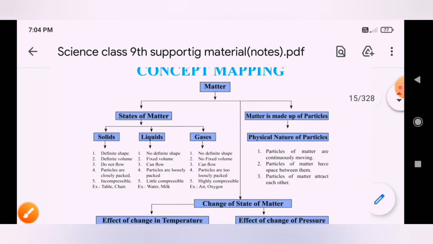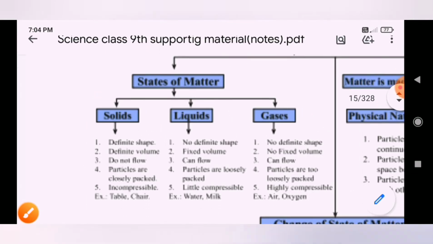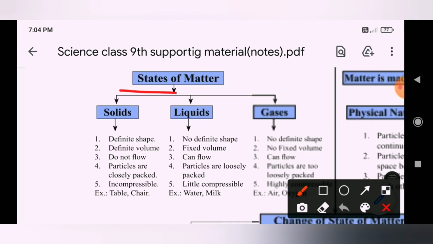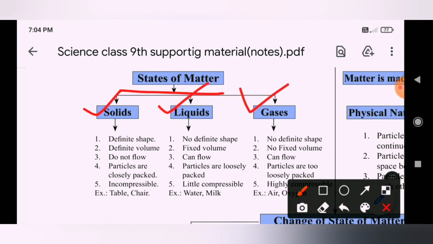Then what are the states of matter? There are three states of matter: one is solid, second is liquid, third is gas. Solid has a definite shape, liquid does not have a definite shape, and gas does not have a definite shape. Solid has a definite volume, liquid has a fixed volume, gas does not have a fixed volume. Solids do not flow, liquids can flow, gases can flow.